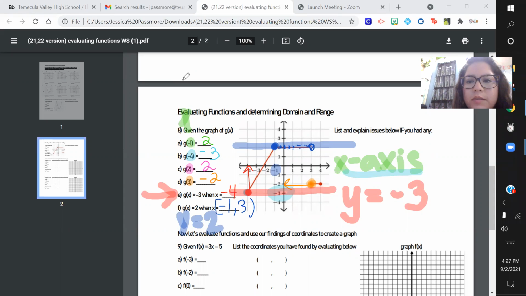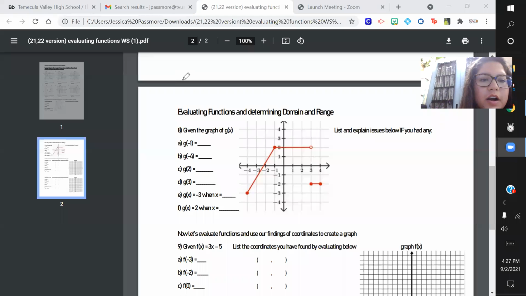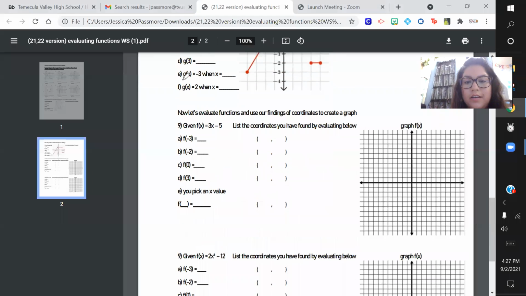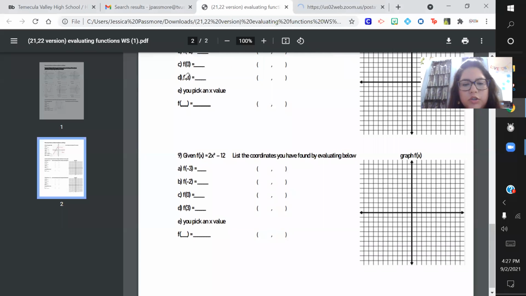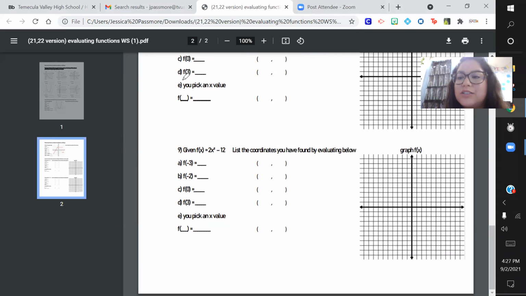Cool. So that was a little recap of what we've done so far. And now for your homework, we are going to evaluate some functions and use it to create a graph. So this is like question 9, part 1 and part 2, I guess. I'm going to do the harder one with you guys. So I'm going to scroll down to the very last one.